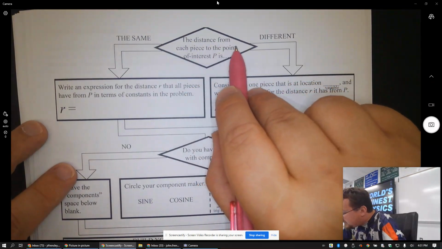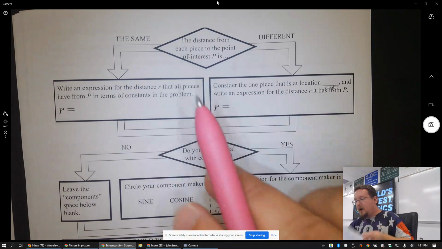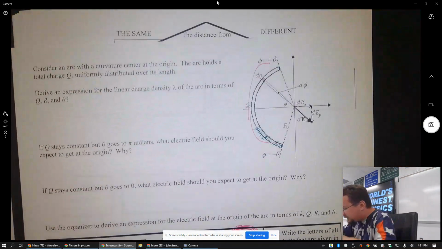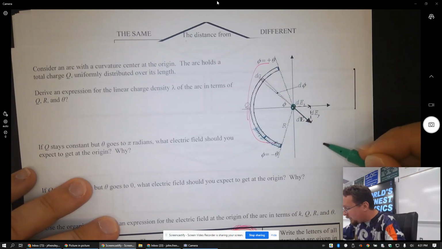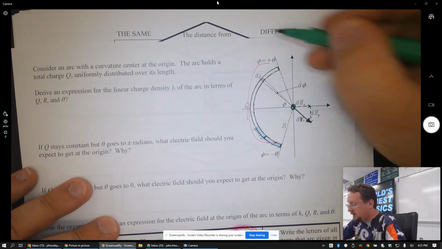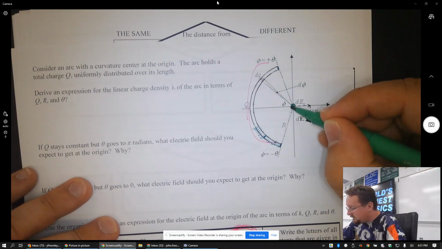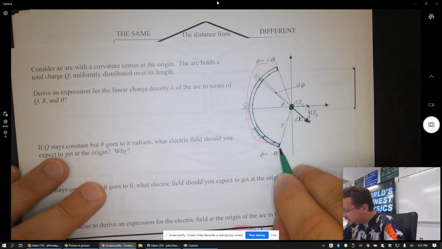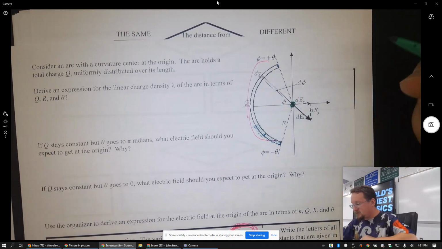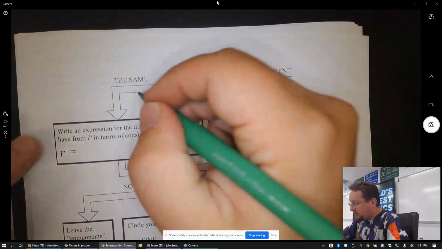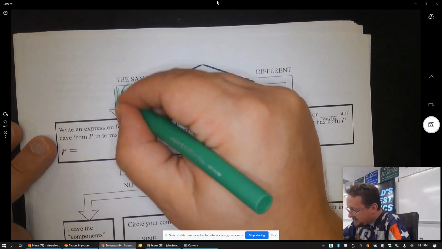All right. The distance from each piece to the point of interest P. This is the point of interest right here. That's this green dot. That's where I want to know the electric field. Not here, not here, not here. I don't want to know the electric field here. I want to know the electric field here at the point of interest. Each of these pieces is the same distance from that point of interest. So I'm going to say the distance from each piece to point of interest P is the same.